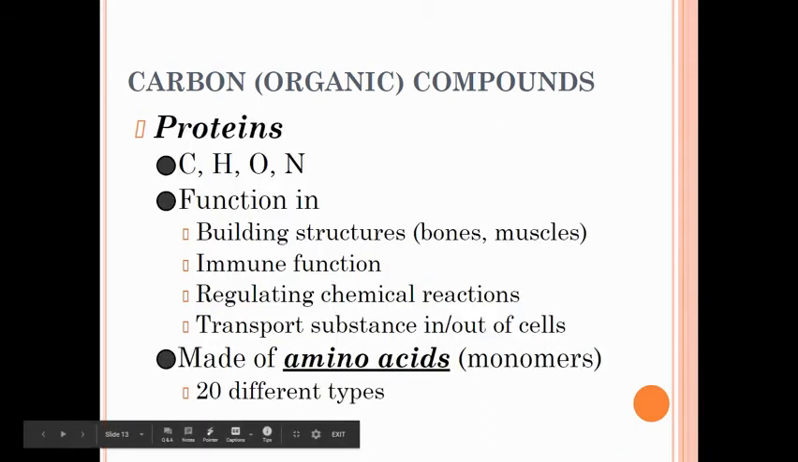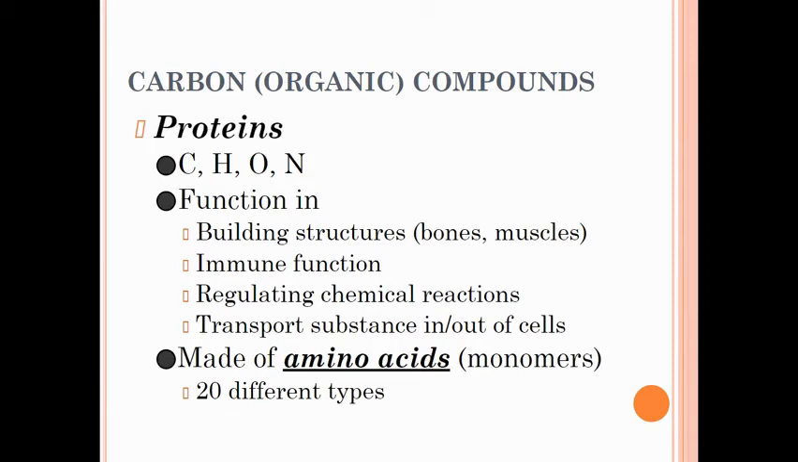And then the fourth carbon compound are proteins. Proteins are made of carbon, hydrogen, oxygen, and nitrogen. Proteins have so many different functions in the body. Some of them are to be a building material for certain structures, like our bones and our muscles, which are primarily protein. They have immune function. So some proteins are part of your immune system to help keep you protected from pathogens, or things that can make us ill.